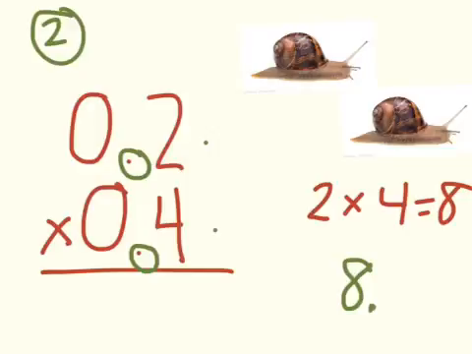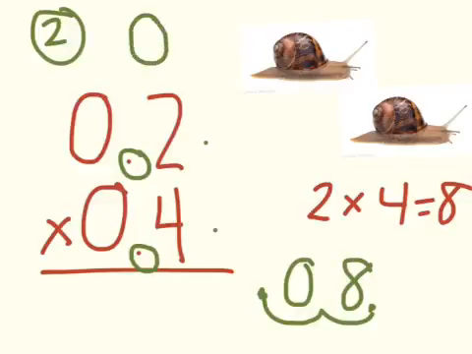So if I go 2 spots, I always got to go to the left when I'm going smaller. 1, 2. My decimal point would be here. So then you have to think to yourself, what is going to go in this empty space? And it's going to be a 0. So when I fully write this answer out, I'm going to write it like this: 0, decimal point, 0, 8. So that's 8 hundredths. That's 8 hundredths of a foot.